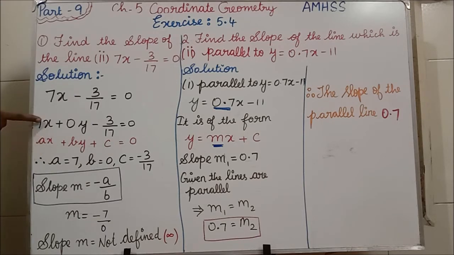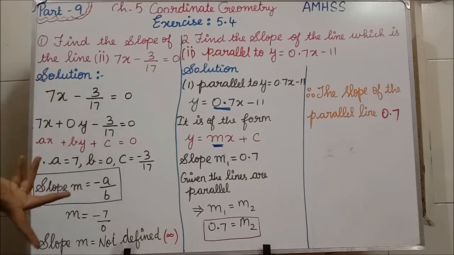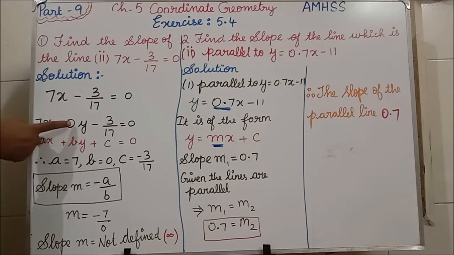So we have x. B value is what? 0. C value is what? Minus 3 divided by 17. To write in this form, we need a y term. So the y term is what? 0. It was not given in the question, so we ourselves have to take 0. Now a is 7, b is 0, c is equal to minus 3 by 17.